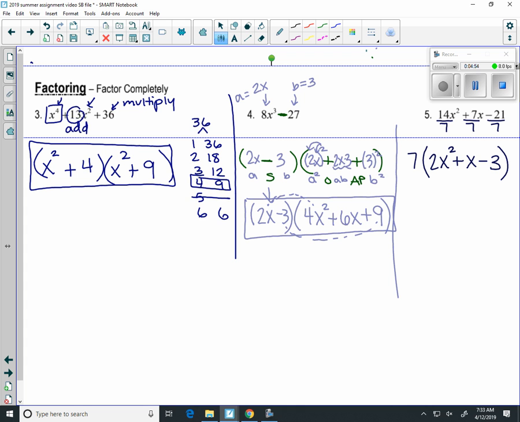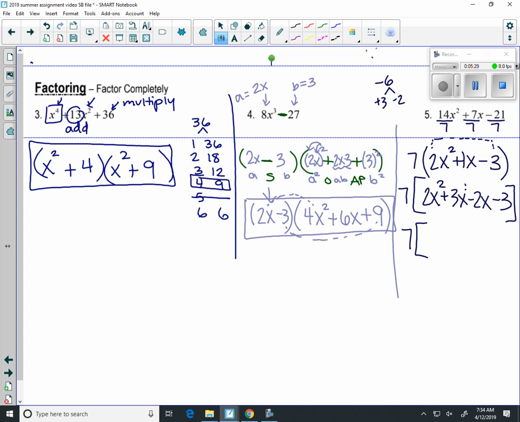All right, I'm going to multiply 2 times negative 3. I'm going to get negative 6. Sixes are tricky sometimes, so be careful. My two factors of -6 that add to +1 are going to be +3 and -2. So I'm going to bring down my 2x squared. I'm going to change my middle term into +3x minus 2x. I'm going to bring down that -3. I'm going to keep that 7 out front.